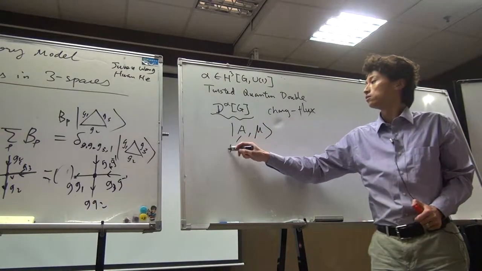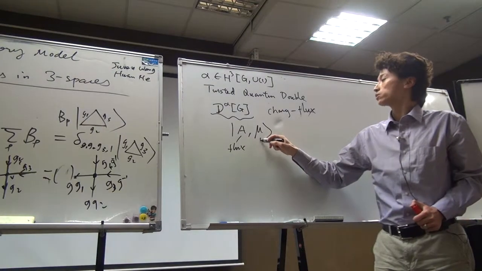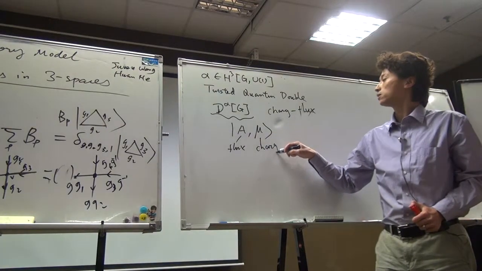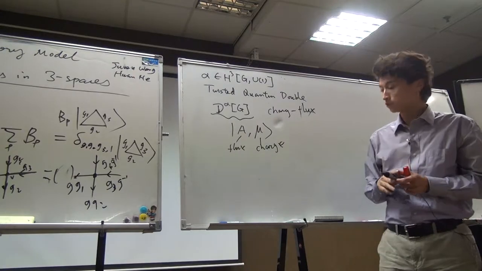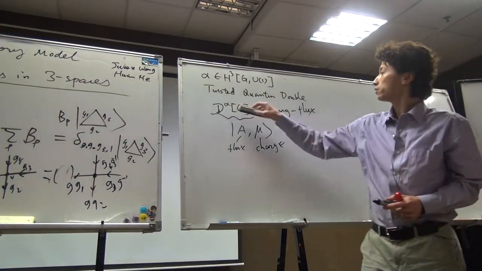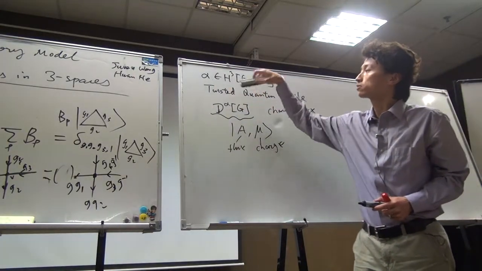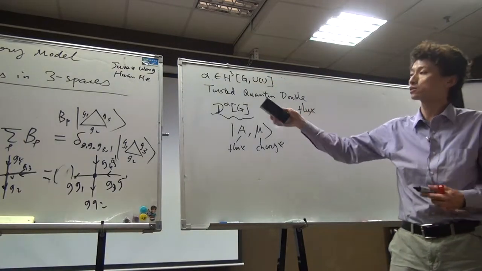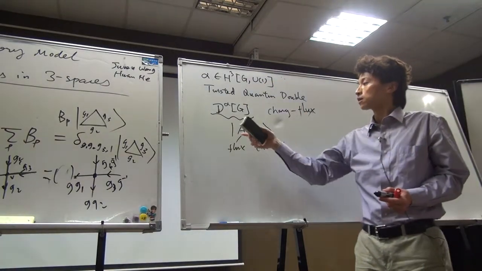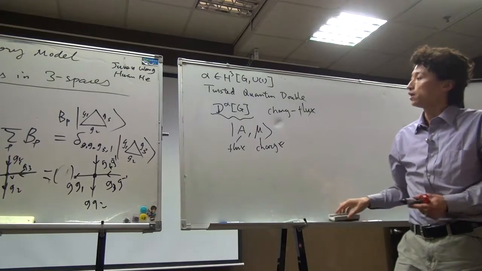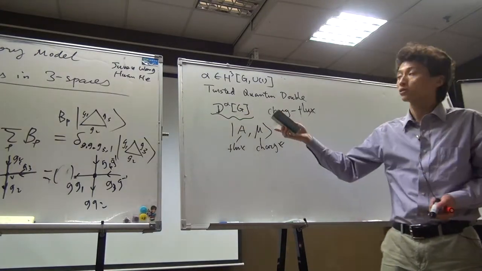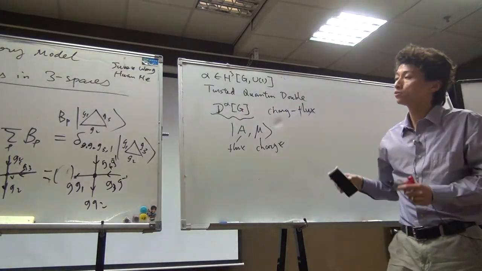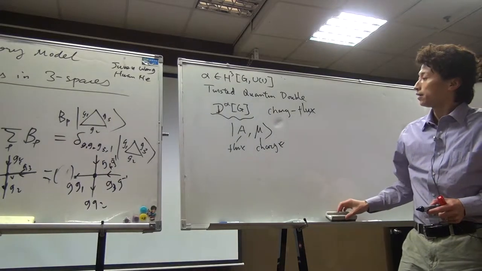a flux label and also a charge label. And these two guys are actually on the same footing. So this is why we need such a mathematical structure called twisted quantum double to describe the topological ground states of such a system. And I won't go into the details of the precise meaning of quantum double in this talk.